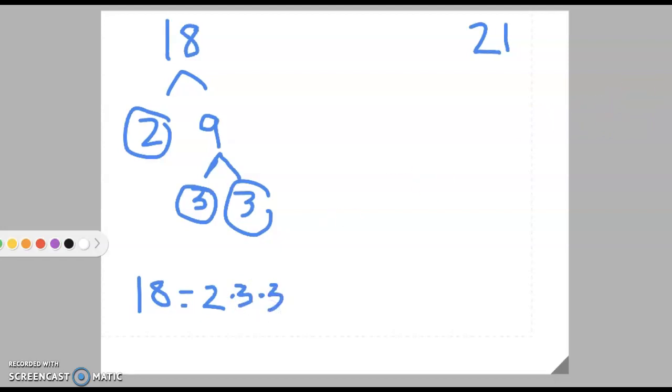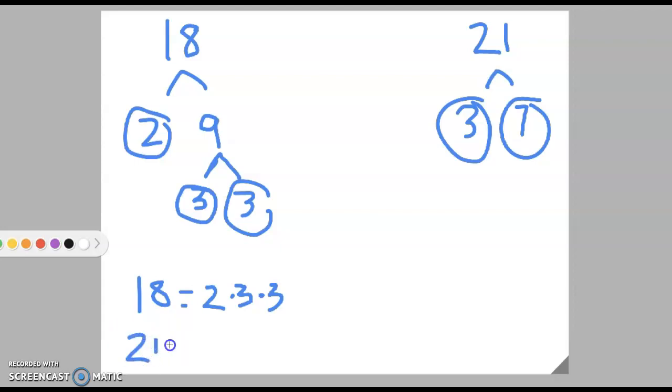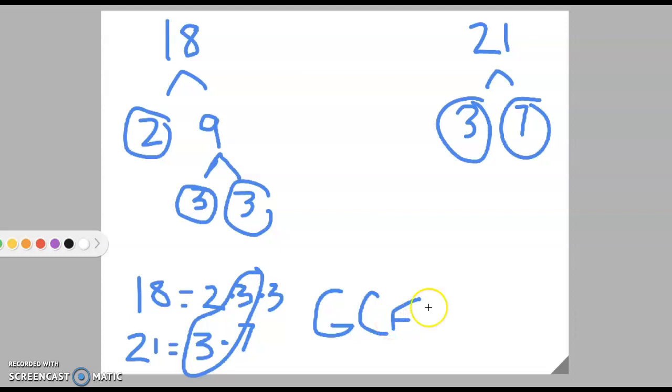Then we're going to do 21. 21 is equal to 3 times 7. And these are both prime numbers, so that is as far as you can go. So 21 is equal to 3 times 7. Now we need to find those factors that are in common between those that multiply to be 18 and those that are factors of 21. 3 is the only factor that is in common, so we're going to circle a set of 3's. Since there's only one set, you don't have to multiply anything, so the greatest common factor of 18 and 21 is 3.